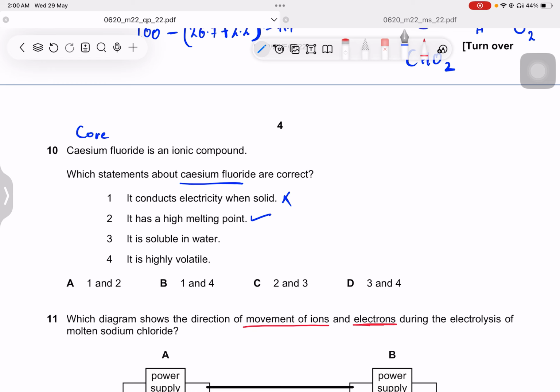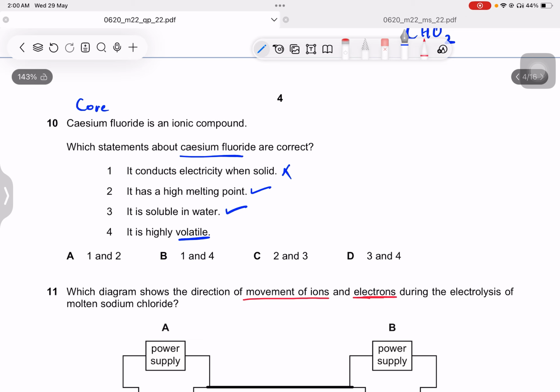Next, it has a high melting point. Yes. It is soluble in water. Yes. Next, it is highly volatile. This means that they can turn into gas easily, meaning that they have a low boiling point. So this is not correct. They have a high boiling point. So only statements 2 and 3, which means C is the correct answer.